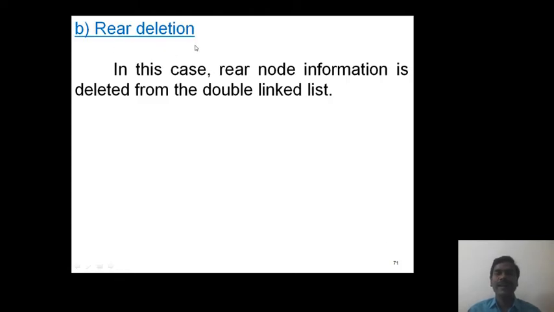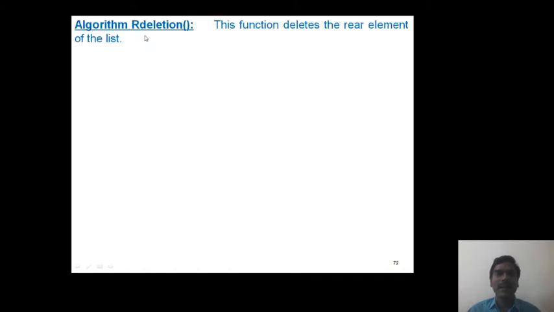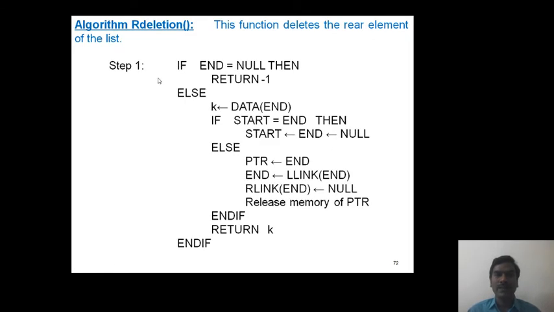Case 2, rear deletion. In this case, the rear node information is deleted from the list. Algorithm R deletion. This function deletes the rear element of the list. Step 1. First we check whether elements are available or not. If end equals null, then return -1. Else, if elements are available, access the data part of the end node, k equals data of end.